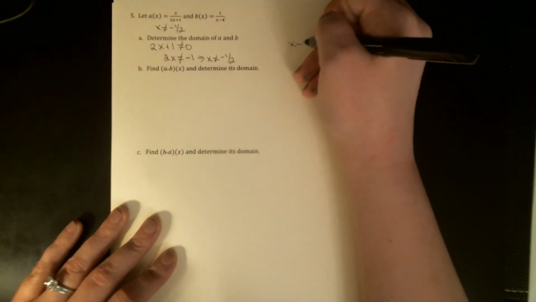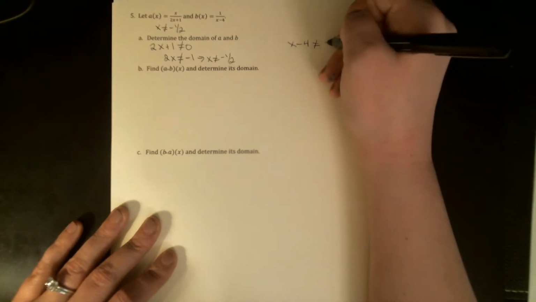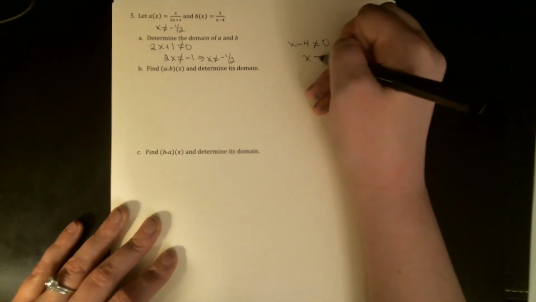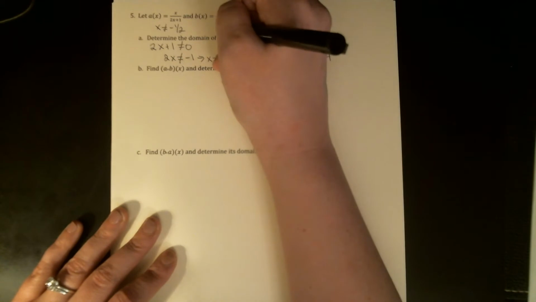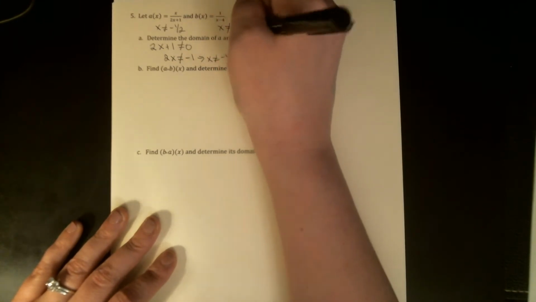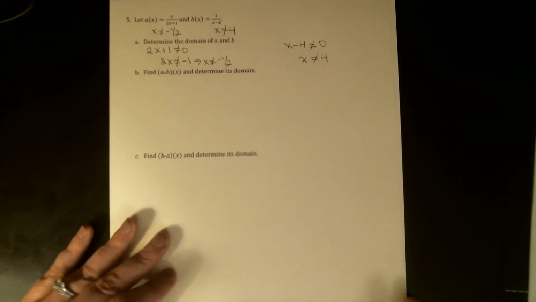For function B, I want to make sure that x minus 4, the denominator, never equals 0, which means x can't ever equal 4. Okay, so we'll use those later.